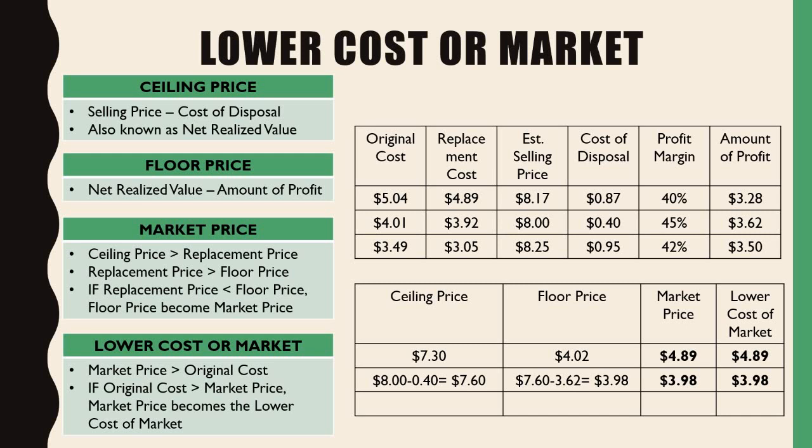Let's do the last one here. If I originally purchased something for $3.49, and the replacement cost tells me that it is now worth $3.05. Okay, I set my selling price to be $8.25. The cost of disposal is 95 cents. So then the amount of profit I want to gain is $3.50. Okay? So how do I solve for my ceiling price?